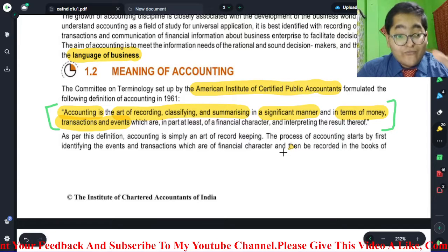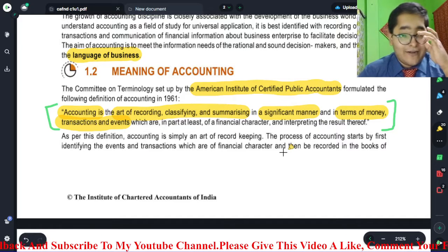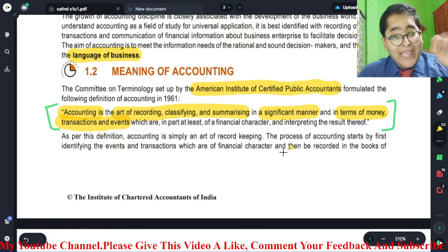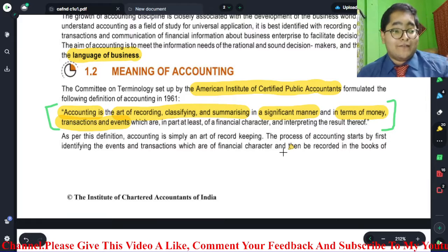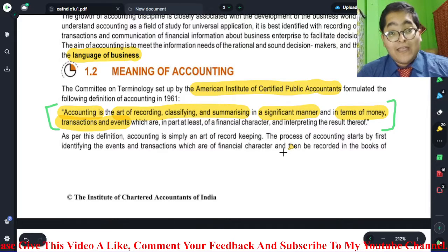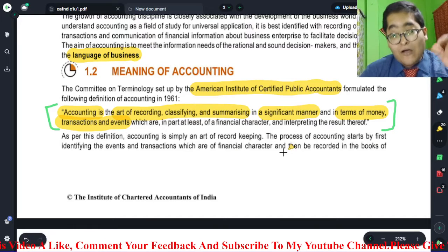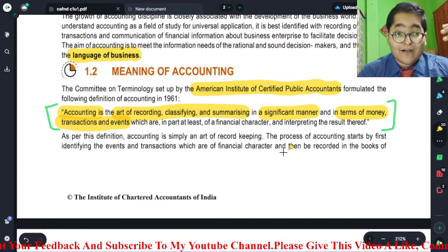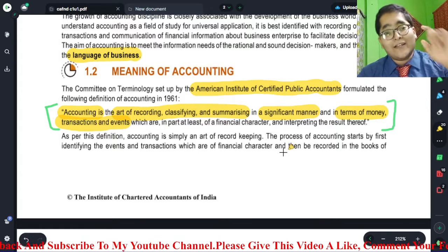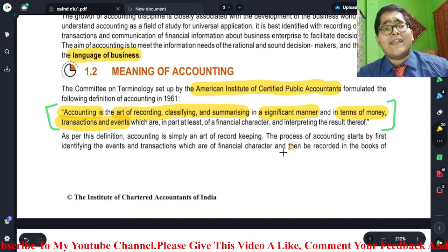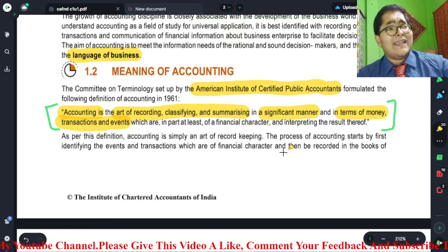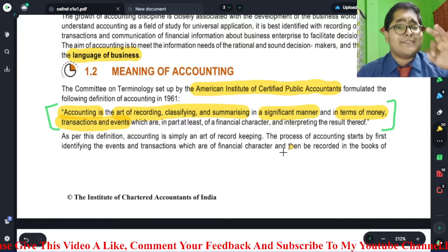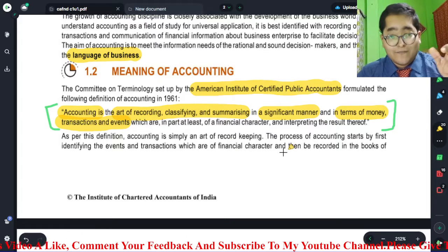So the information in accounting needs to be presented in a significant manner and in terms of money. It is very obvious: if you are not able to say in terms of money, for example rent 5,000 rupees or $5,000 or 5,000 euro, how can we say it is accounting? Accounting is related to money, right? That is why we cannot express an expense in kg or in meters. It is mandatory to express it in money terms, in monetary terms.